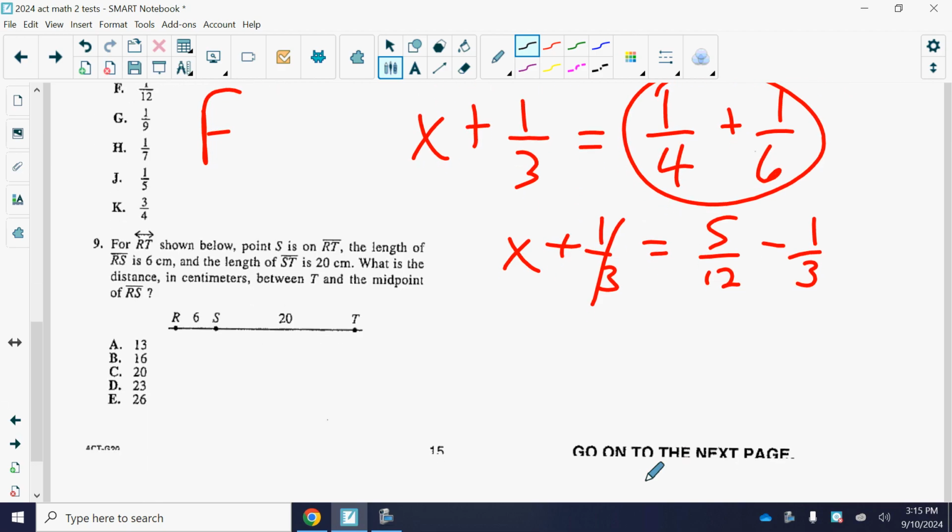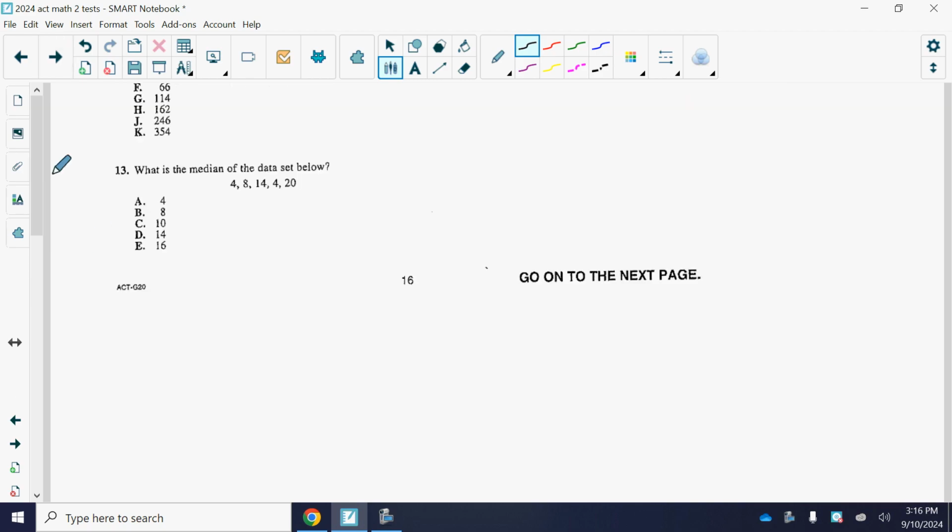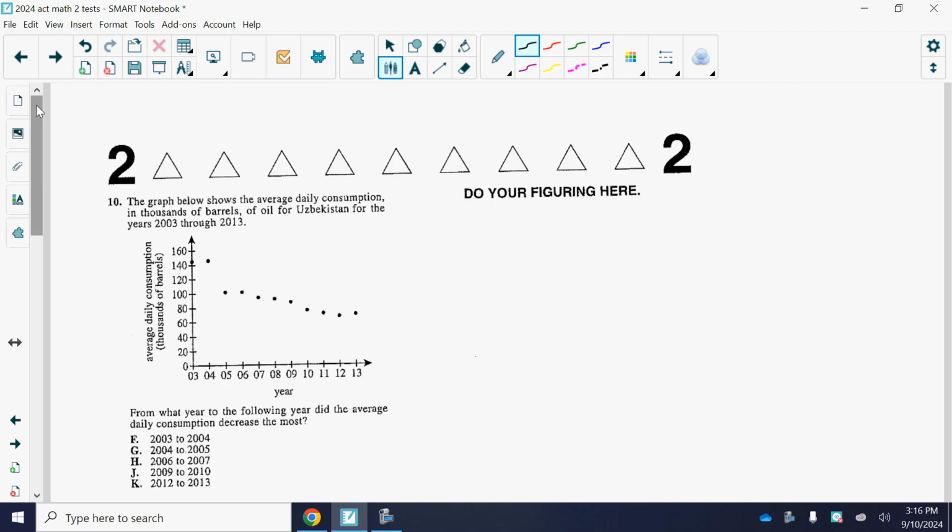9's popular. It's what is the distance between T and the midpoint of RS. So the midpoint of RS is 3 each way. So the distance is 3 plus 20, 23. Easy problem, but the reading gets you.